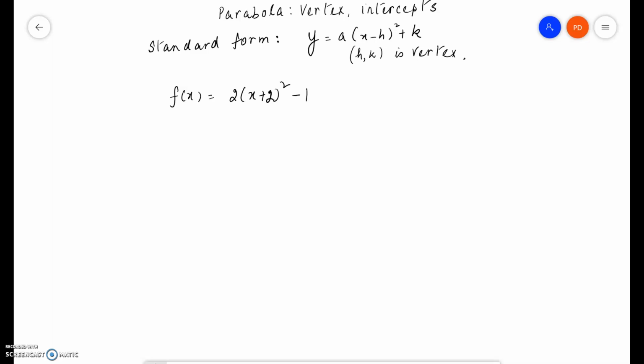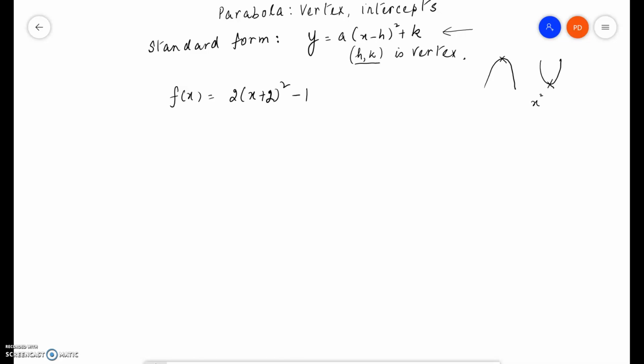Here we're given a quadratic function, because we know the exponent of x will be 2 when we simplify this, so we know it's a quadratic function. The graph of a quadratic function is a parabola. The standard form of the parabola is y equals a times x minus h the whole squared plus k, where h comma k is the vertex of the parabola. So the vertex is either this or this.